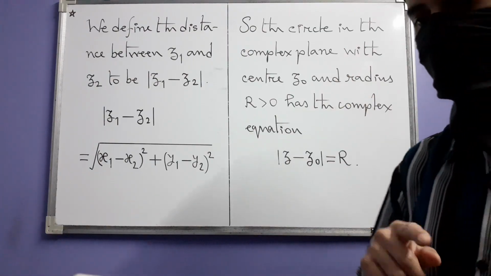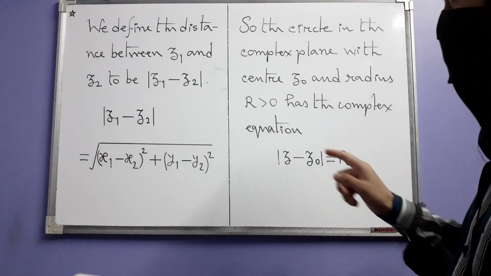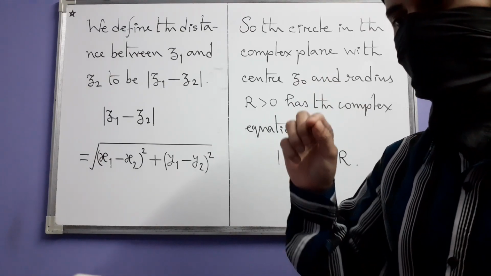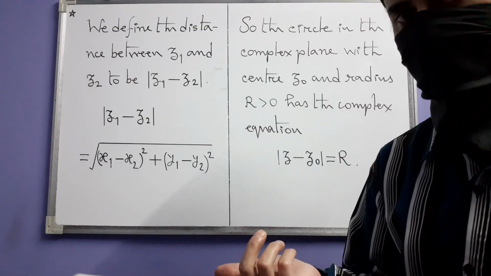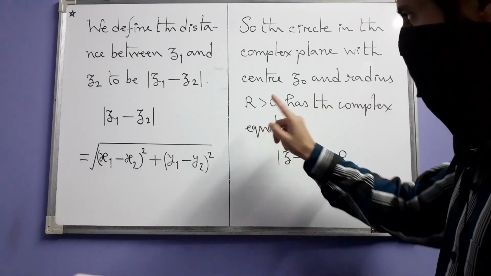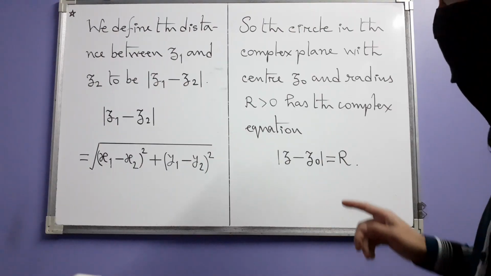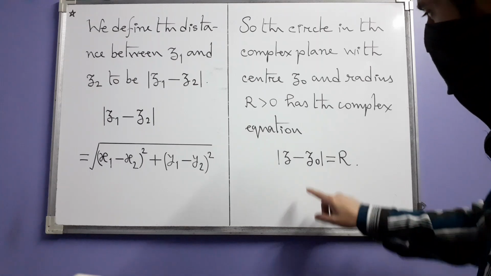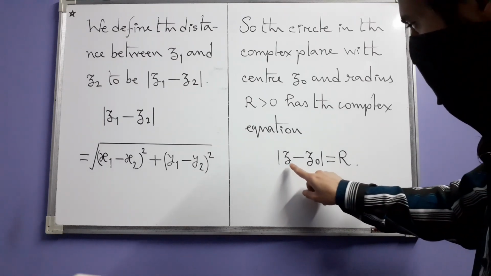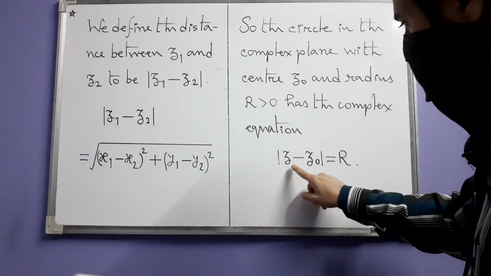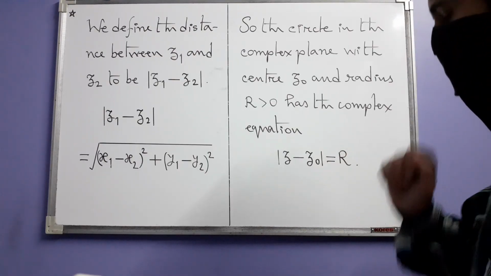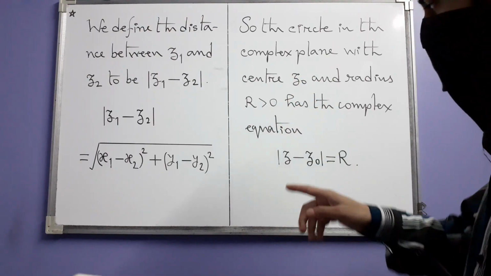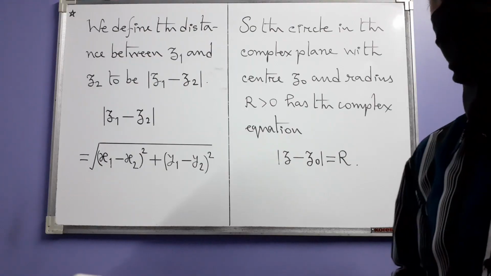We can consider a circle in the complex plane whose center is, say, at the complex number Z0, or more accurately at the point which corresponds to the complex number Z0, and say whose radius is r, which of course is a positive real number. Then that circle will have this complex equation. What is this equation telling you? It's telling you that Z is some complex number whose distance from Z0 is equal to r. The circle is the set of all points in the complex plane whose distances from Z0 is equal to r.